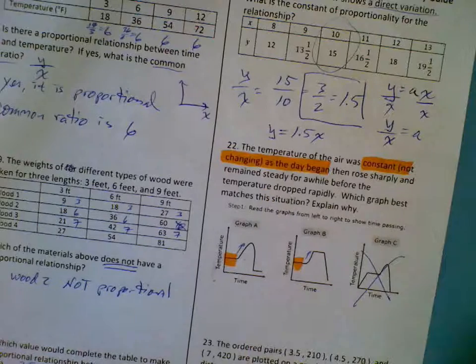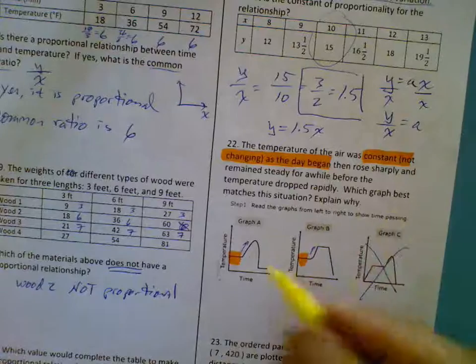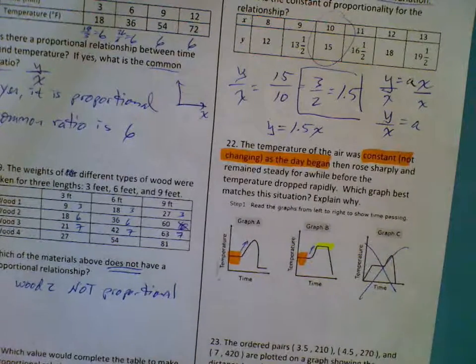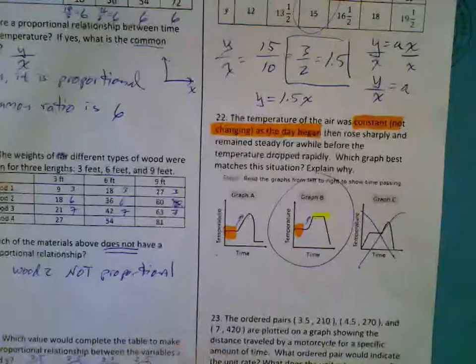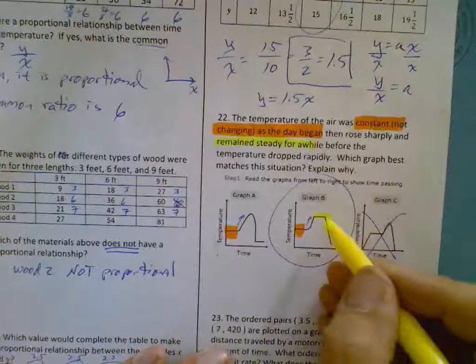And remains steady for a while. Well, here, this one's changing again. That's remaining steady before it dropped. So the correct answer is B. It rose sharply and then remained steady for a while.